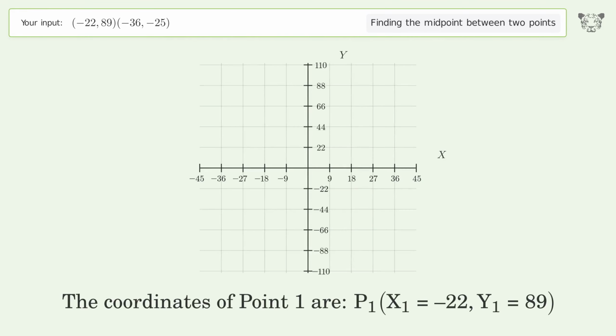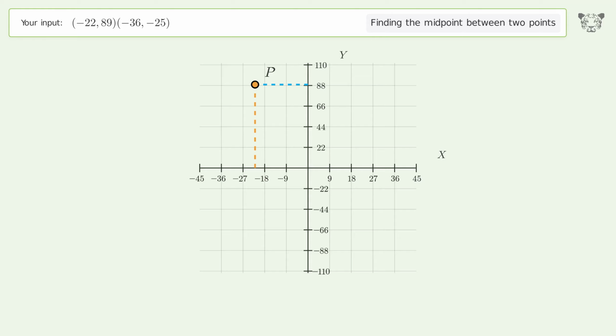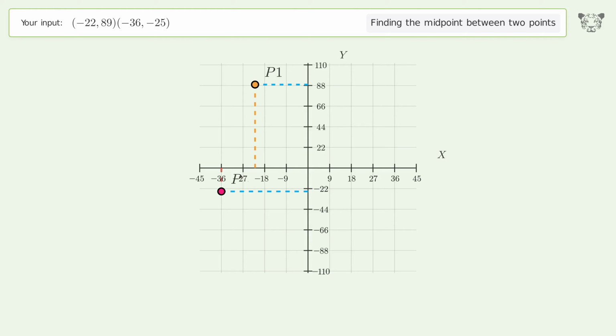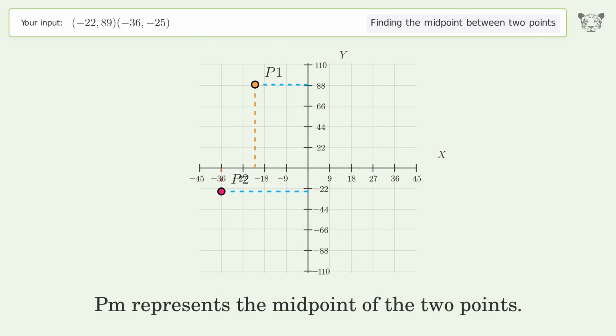The coordinates of point 1 are x1 equals negative 22, y1 equals 89. The coordinates of point 2 are x2 equals negative 36, y2 equals negative 25. PM represents the midpoint of the 2 points.